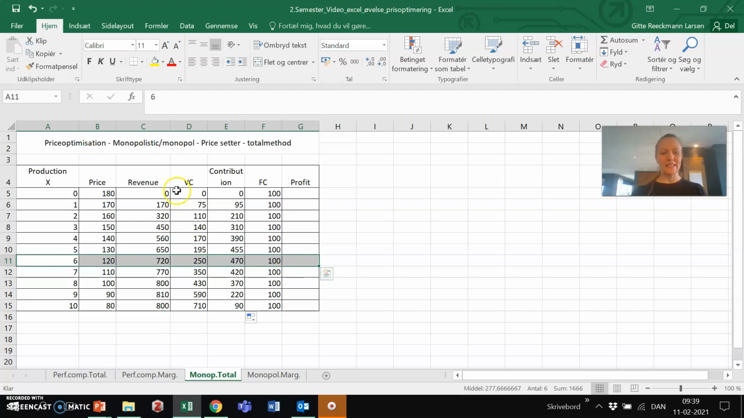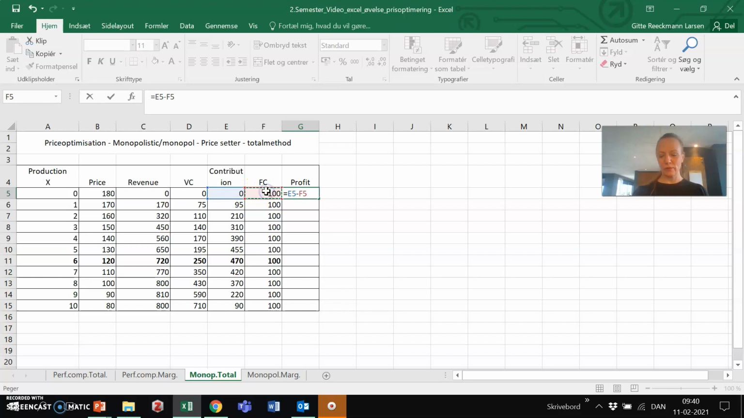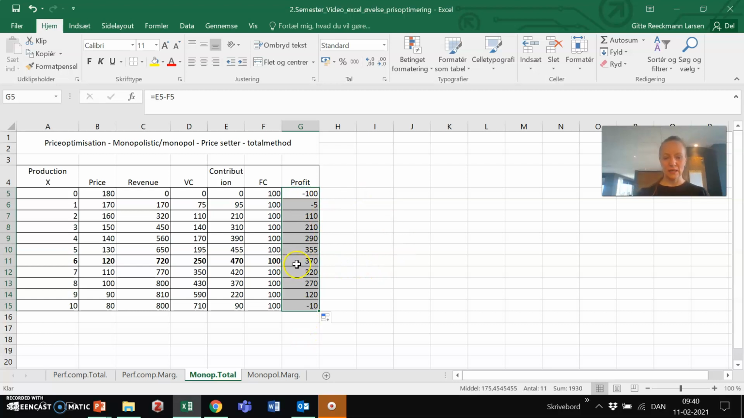Let me just double check. Yes. So, but let's just in case calculate the profit. No contribution, but fixed cost of 100, we have a negative profit or a loss. We double click and you can see, yes, here we have the highest profit. So at a price of 126 in production or 6 in sales, we will find the highest profit. This is where the company should set its price and sales.